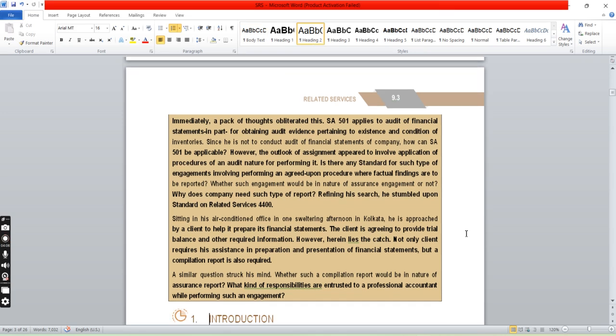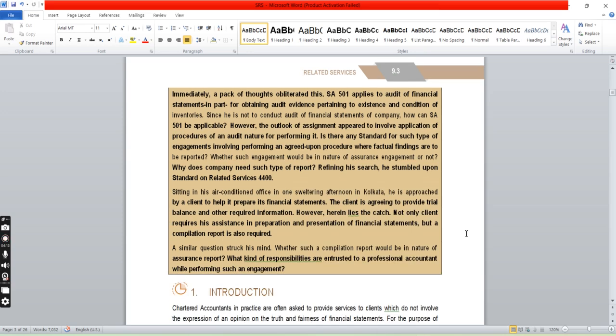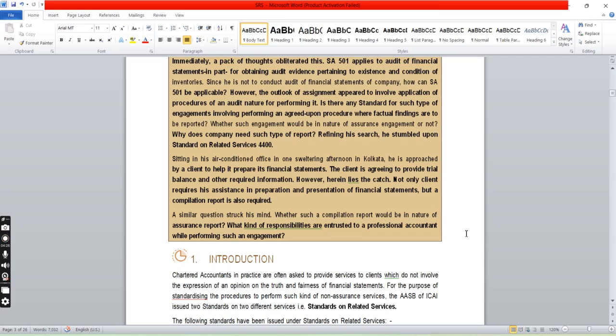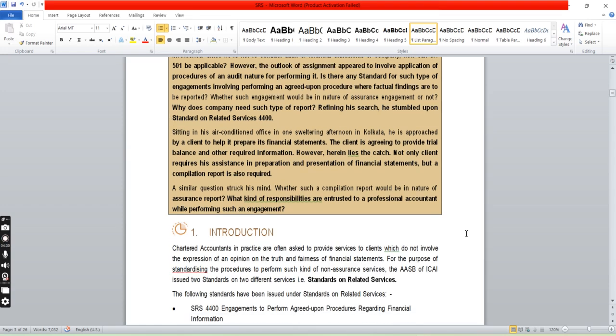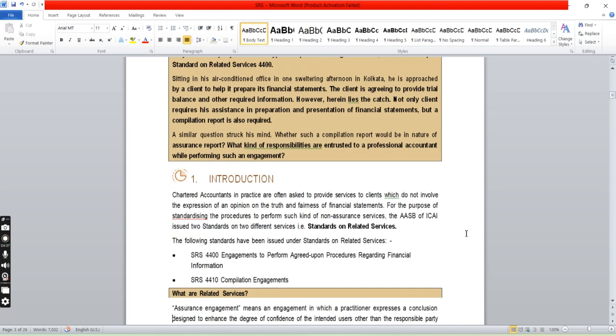Sitting in his air-conditioned office on one sweltering afternoon in Kolkata, he is approached by a client to help prepare its financial statements. The client is agreeing to provide the trial balance and other required information. However, herein lies the catch. Not only does the client require his assistance in preparation and presentation of financial statements, but a compilation report is also required. A similar question struck his mind: whether such a compilation report would be in the nature of an assurance report. What kind of responsibilities are entrusted to a professional accountant while performing such an engagement?